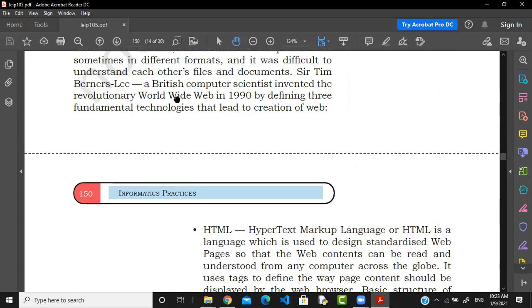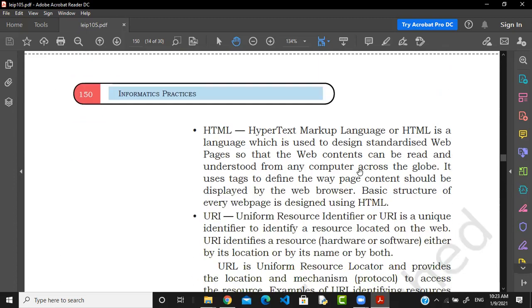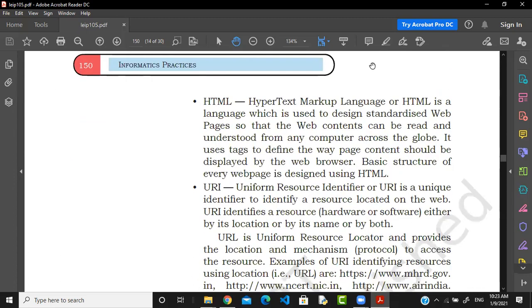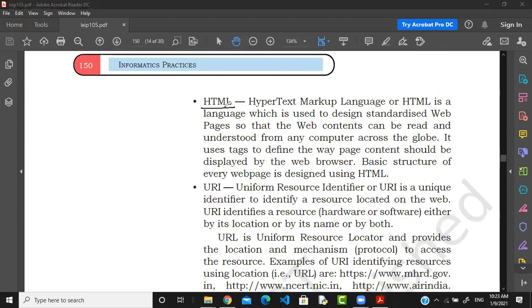Now, Tim Berners-Lee developed the concept of the internet in 1990, and that led to defining 3 fundamental technologies. So what are the 3 fundamental technologies? The first thing is HTML. Anyone can ask you who is the founder of HTML? Again, the name is Tim Berners-Lee. Tim Berners-Lee is the founder of the internet and the founder of HTML.